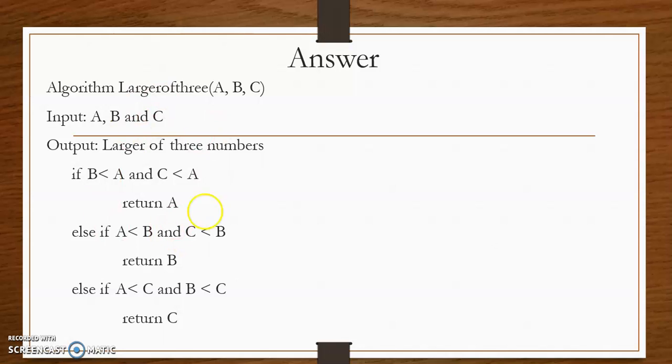And here we can also optimize: if A is not the largest and B is not the largest, then obviously C is the answer. So instead of writing this complete block, we can simply return C because that is the obvious answer.